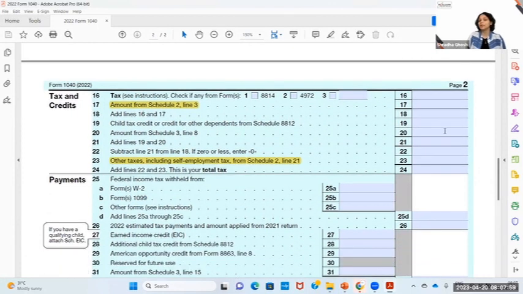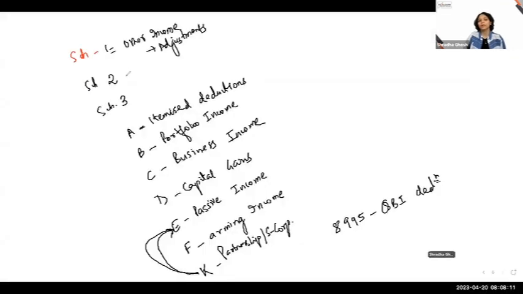Then comes your tax and credits. That is Schedule 2. All your other taxes and credits will go to Schedule 2, right? So when we go here, this is Schedule 2. These are your taxes and credits. So all the other taxes and credits will be reported in Schedule 2.